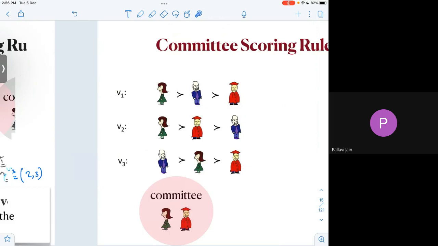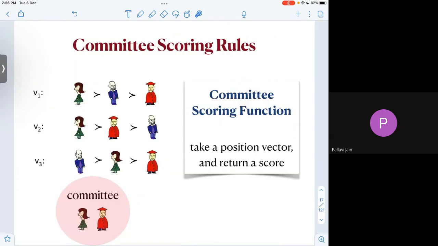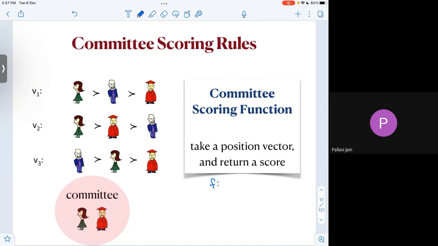So now the committee scoring function. It's just a function which takes the position vector and returns a score. You can imagine this is like a function, right? Should I write it a little bigger? This is a function.